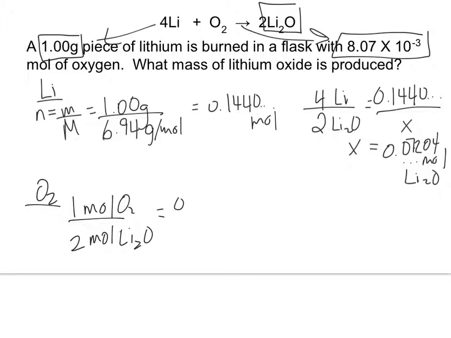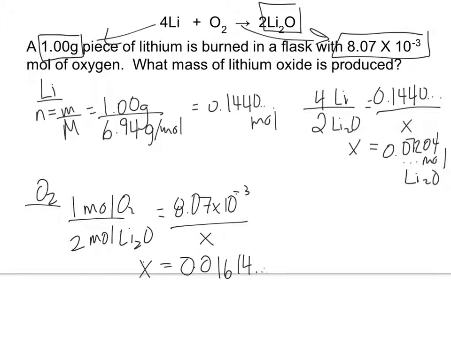We know that we've got 8.07 times 10 to the negative 3 moles of oxygen, and we're trying to find the moles of lithium oxide. So if we do this, we get 0.01614 moles of lithium oxide.